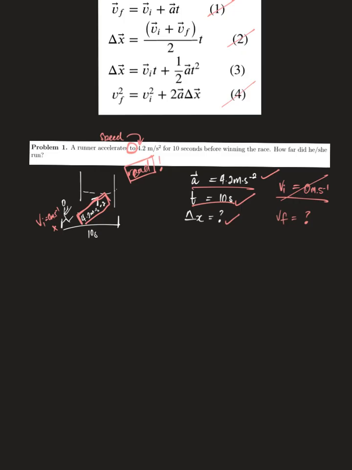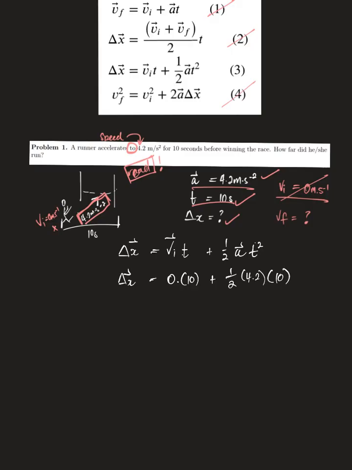I'm left with a formula, so now I need to select my formula. I can say that delta x is equal to V initial multiplied by time plus half of the acceleration multiplied by time squared. So now I've got to substitute. Once I choose my formula, I need to substitute. So delta x is equal to V initial, which was 0, multiplied by the time, which is 10 seconds, plus half multiplied by acceleration, which is 4.2, multiplied by 10. And that's what I've got so far.